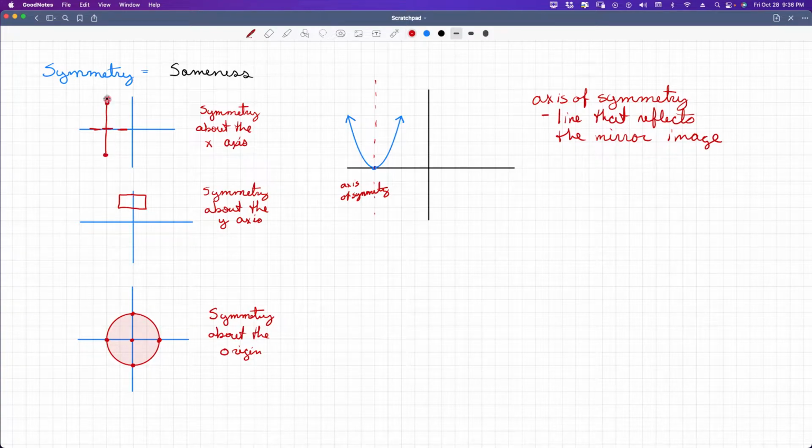So we have a line here that is symmetrical about the x-axis, and that means that at this point on the x-axis, it is the same vertically up as it is down. So it's 2 units up and it's 2 units down. So it is symmetrical about the x-axis because the x-axis is kind of like its fold line, right?